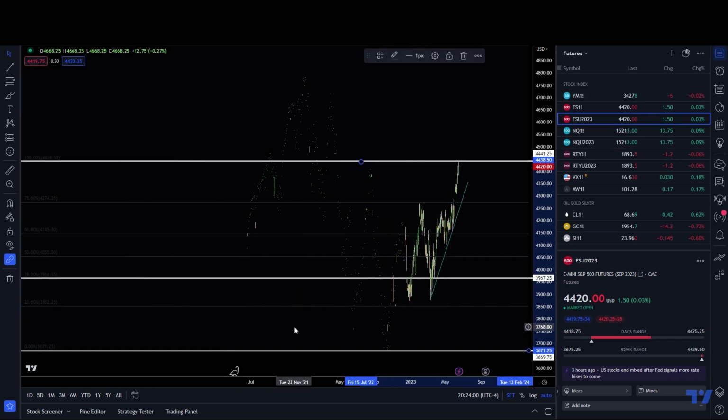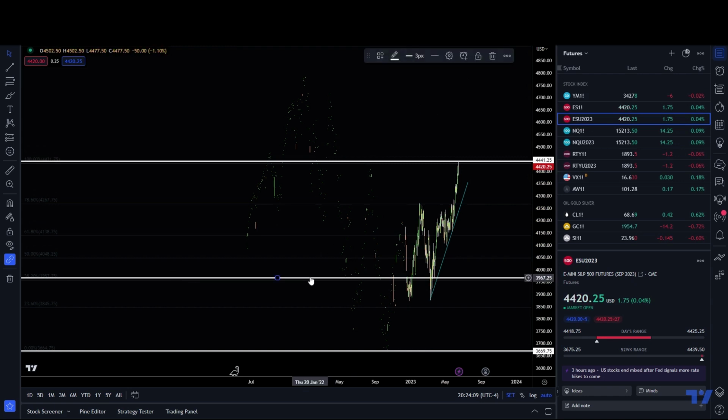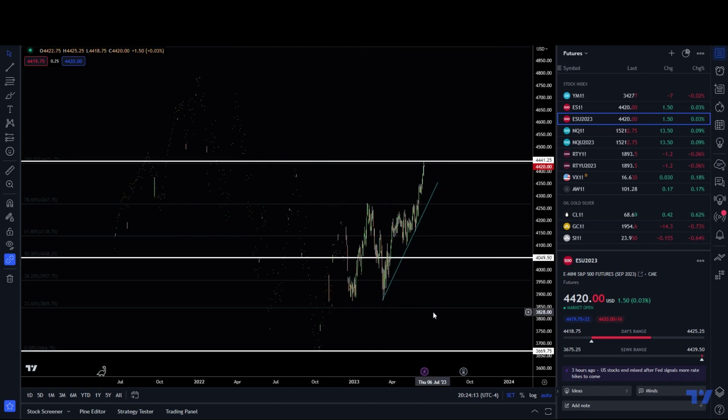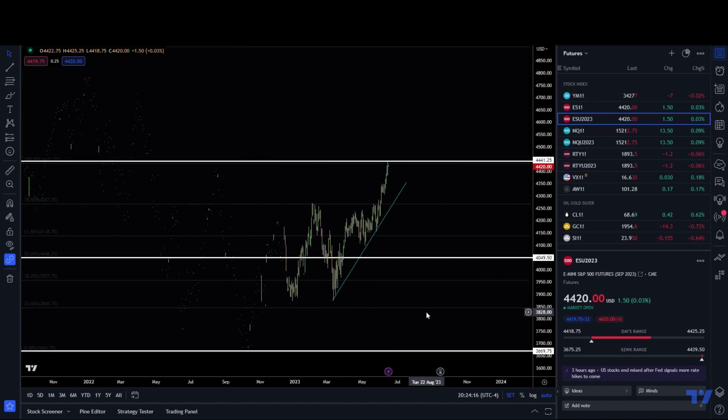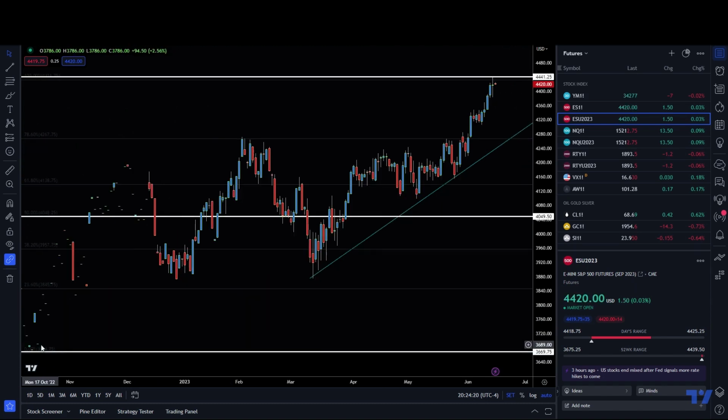And then I just got to adjust my 50% retracement level. Take this one, the white one, and move it there. That's the new 50% level. So now I look at my chart from a distance, and I got my new levels aligned.